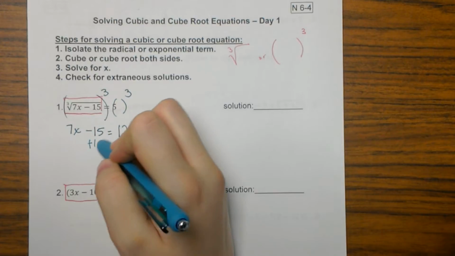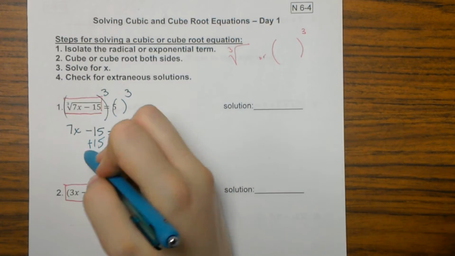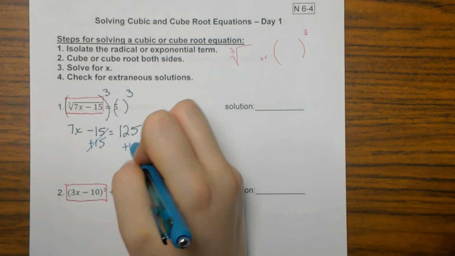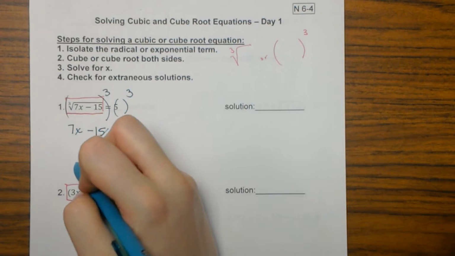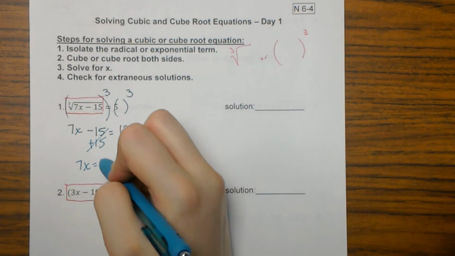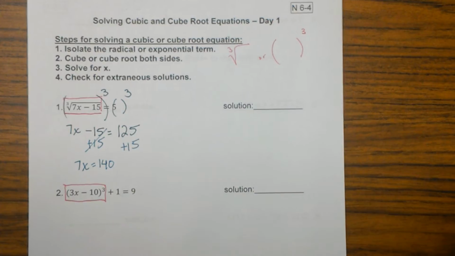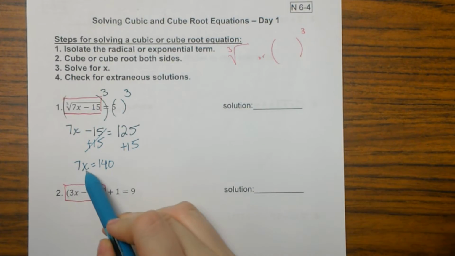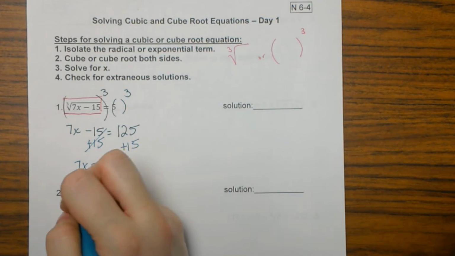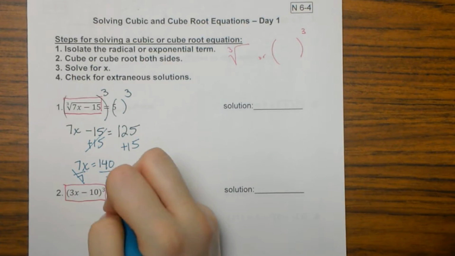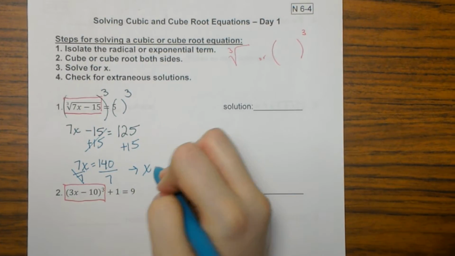I'm going to add 15 to both sides. Negative 15 plus 15 adds to 0. So it leaves me 7x equals 140. So 7 times x is 140. I'm going to divide by 7, and I get that x is 20.